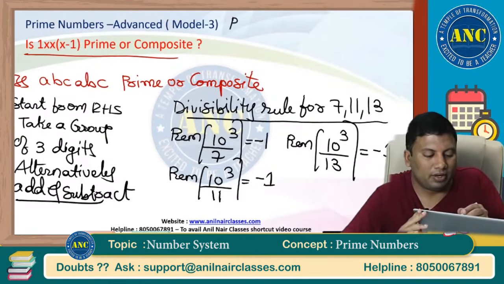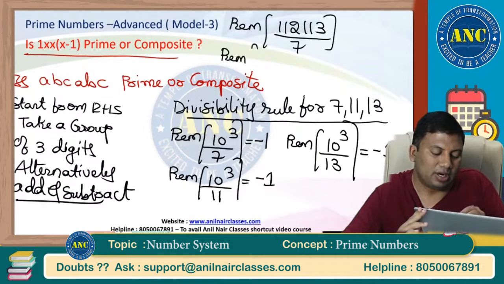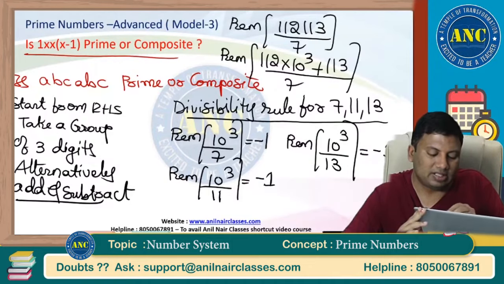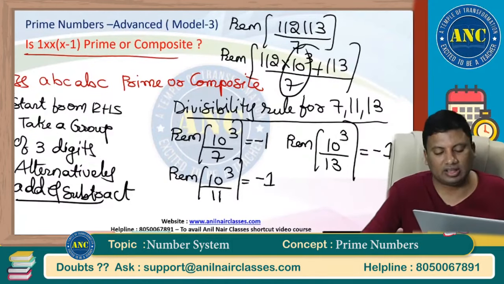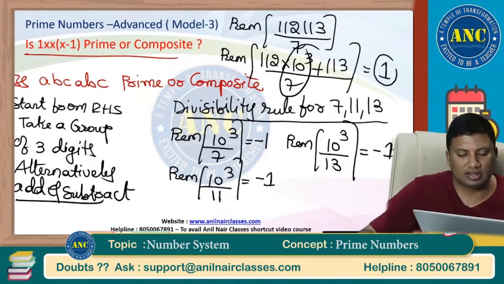One example. Suppose it is 112,113 divided by 7. This is nothing but 112 into 10 cube plus 113 divided by 7. 10 cube by 7 is nothing but minus 1. So 113 minus 112, the answer is nothing but 1.